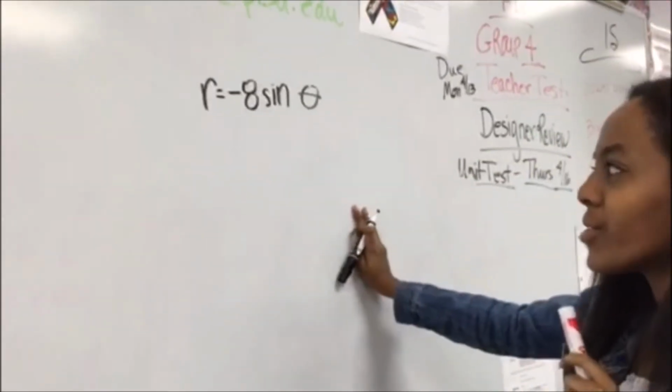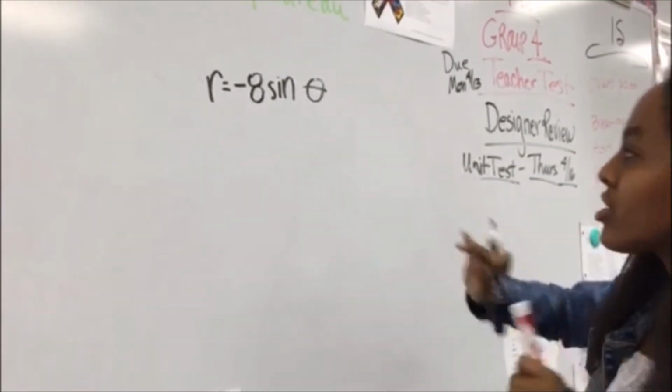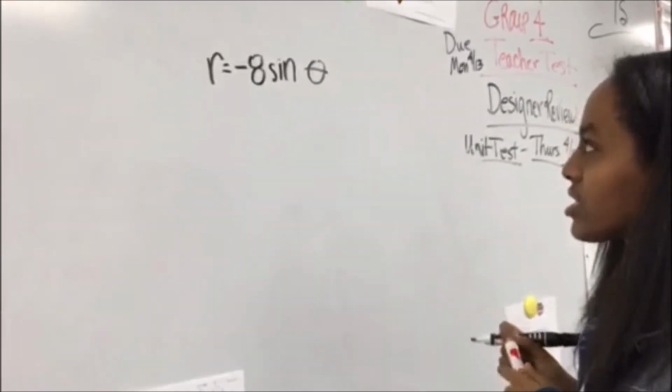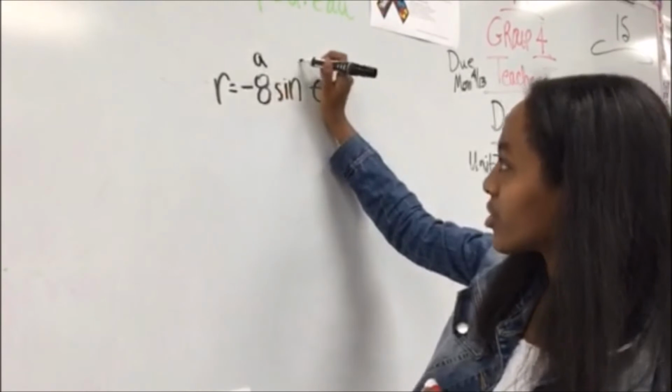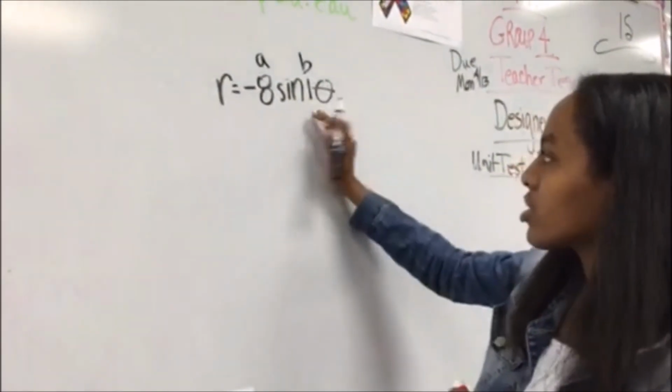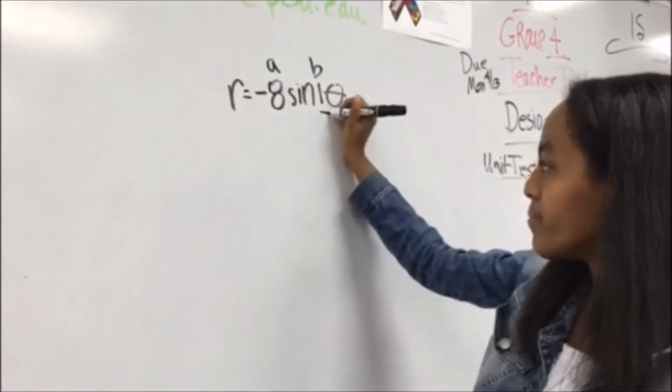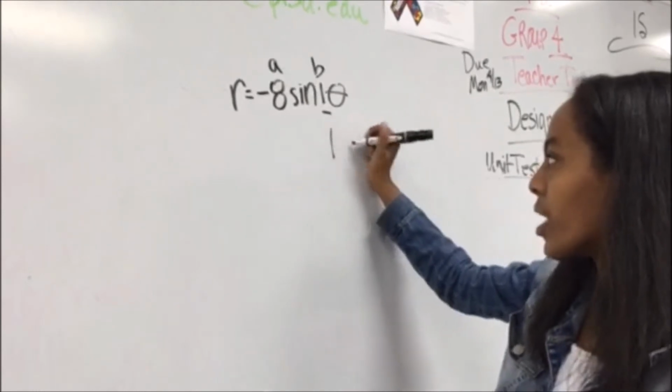Okay, our third example is going to be a sine graph. So what you have to mark first is your A and B, and your A is 8, and your B is actually 1. So since B is 1, there's only going to be 1 petal.